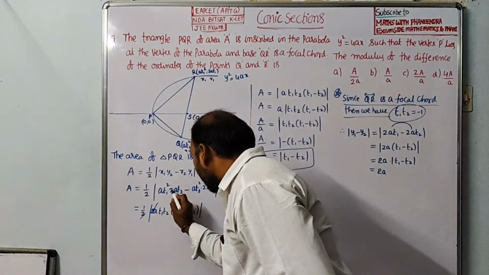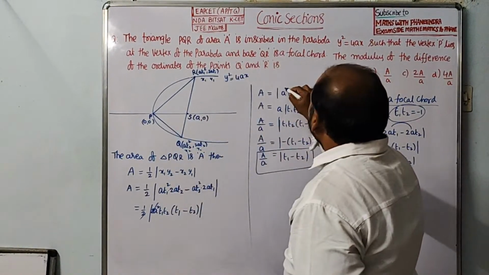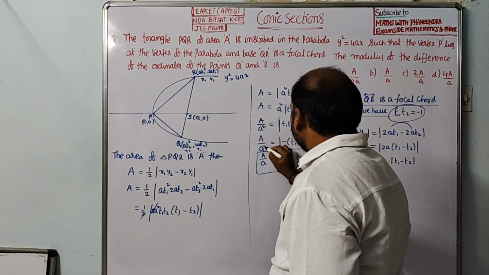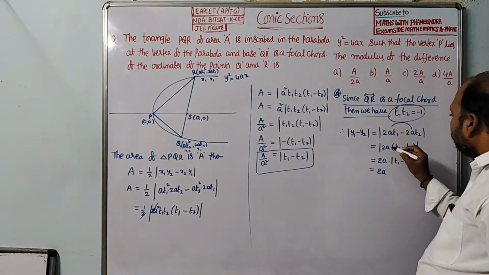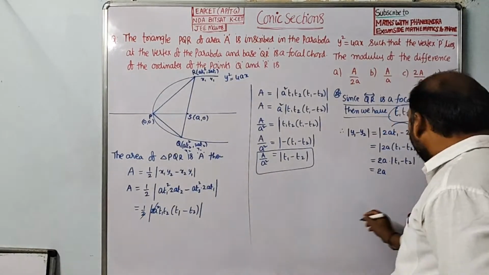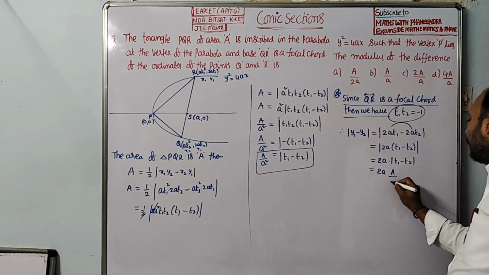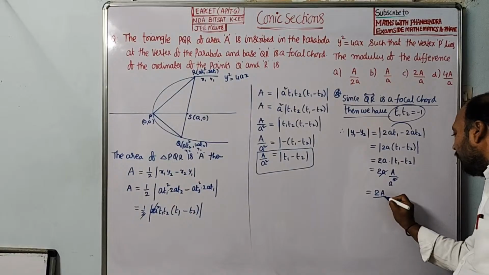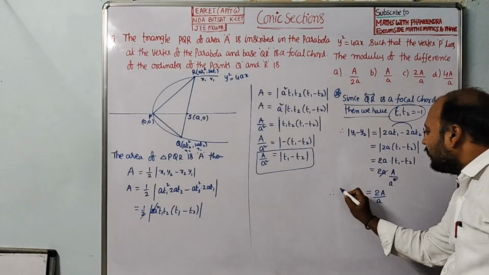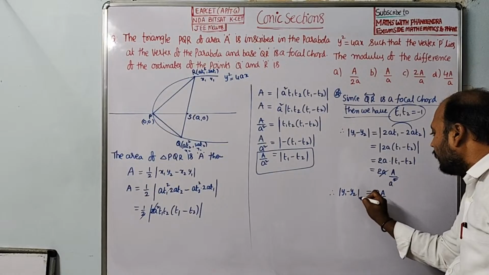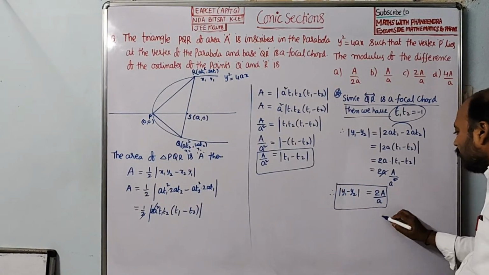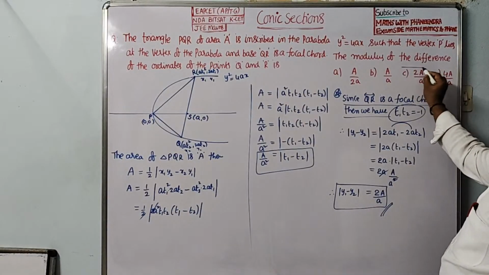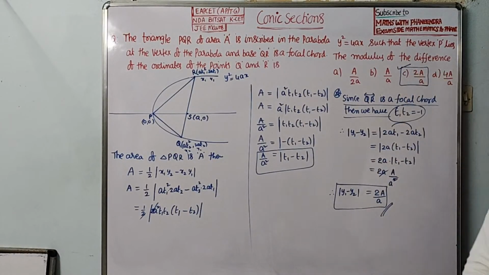Sorry dear students, here a into a square will come. I'm very sorry. Here a square, one of the a comes here. No, okay. A by a square here. This is capital A by a square. So one of the a cancels. So 2 into capital A divided by a. Therefore, the modulus of difference of ordinates is equal to 2A by a. It is there in the third option, dear students. I hope you understand.